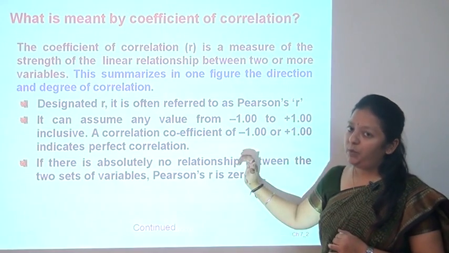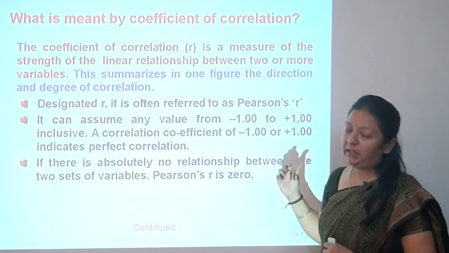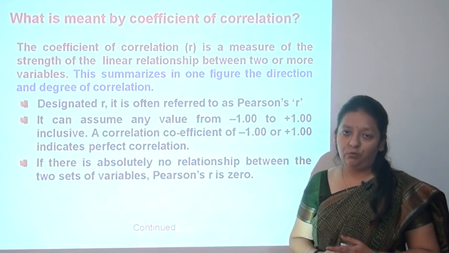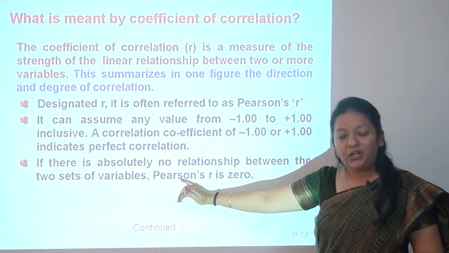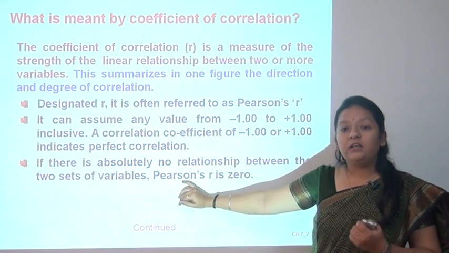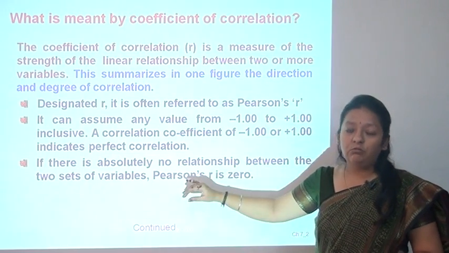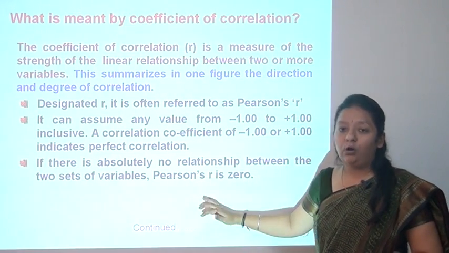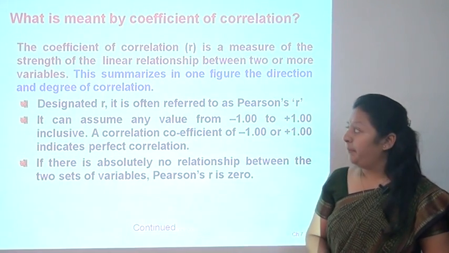If it is -1, then it is a perfect negative correlation. If it is +1, then it is a perfect positive correlation between two variables. If there is absolutely no correlation between two variables, R is equal to 0, or you can say Pearson's coefficient of correlation is always equal to 0 when there is no relationship between the variables.